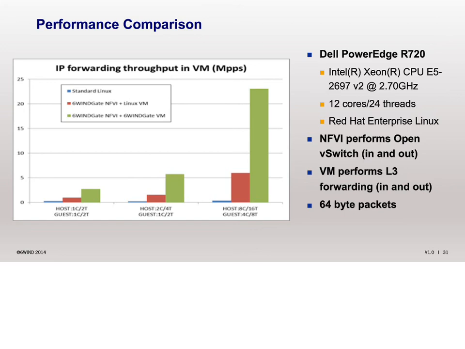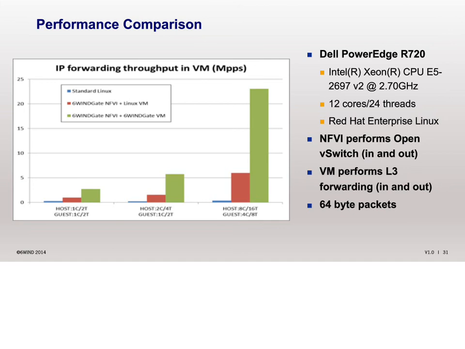With 6WIND NFV, we reach around 2 million packets per second of standard Linux VM forwarding performance that scales pretty well up to 6 million packets per second. And when 6WIND is used in both the NFV and the virtual machine, we go from 3 million packets per second on one core up to 23 million packets per second, which is 30 times Linux performance.